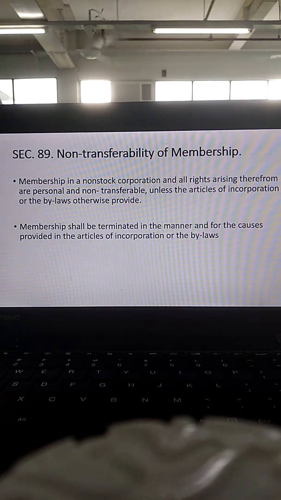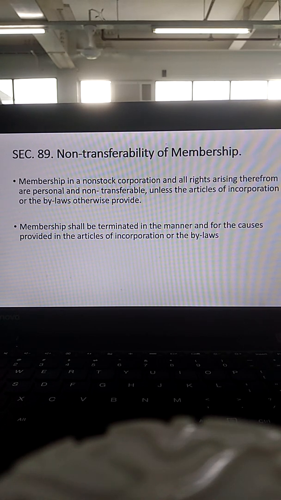Now, Section 89, the non-transferability of membership. Well, it was clearly stated here that the membership in a non-stock corporation and all its rights arising therefrom are personal. So if you say personal, this is a matter of a decision of the stockholder alone. Okay? And in addition as well, it was stated here that it is non-transferable. Hindi po pwedeng matransfer ito.